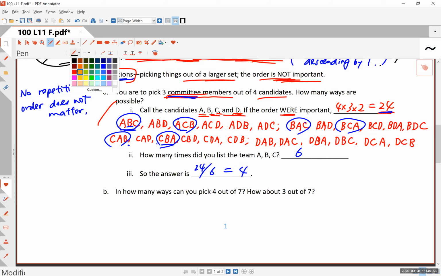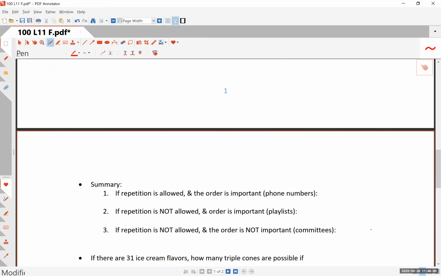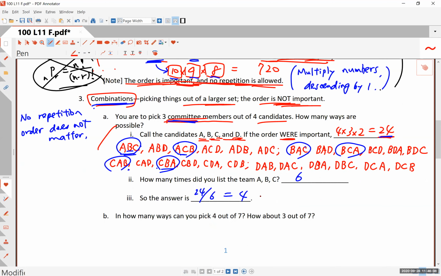I know this is complicated. The combinations is the hardest one to figure out. But that's the answer here. There are only 4 combinations. What 4 combinations? A, B, C is one, and then A, B, D is another one, and then A, C, D is another, and then B, C, D. These are the only 4.